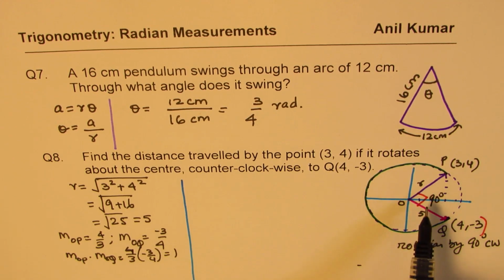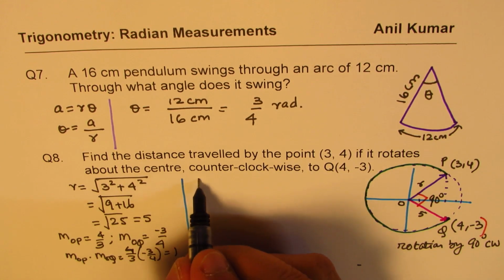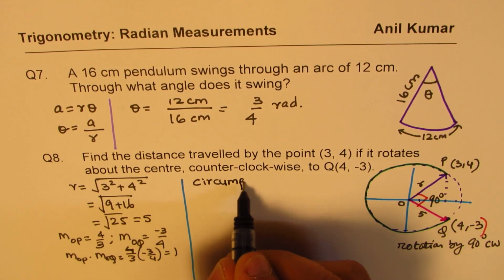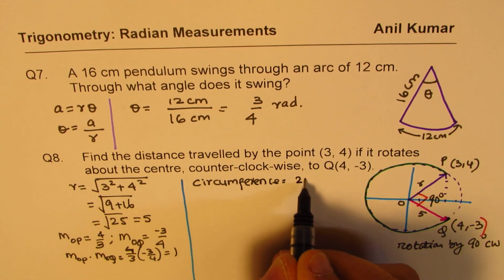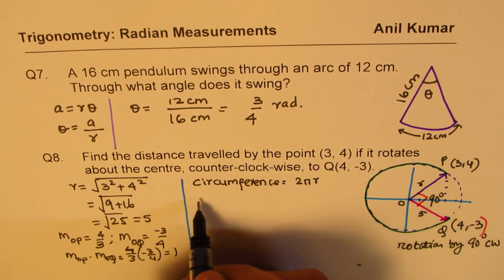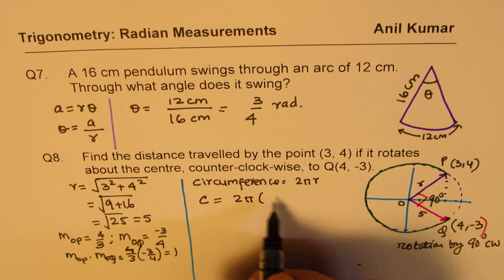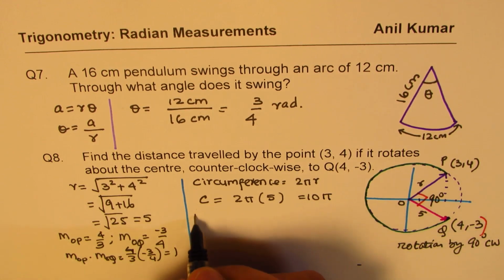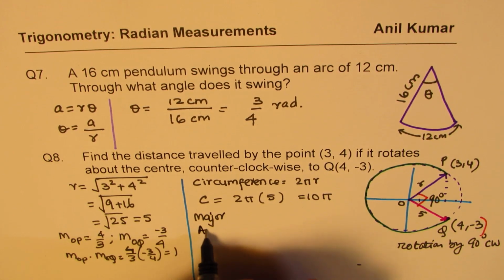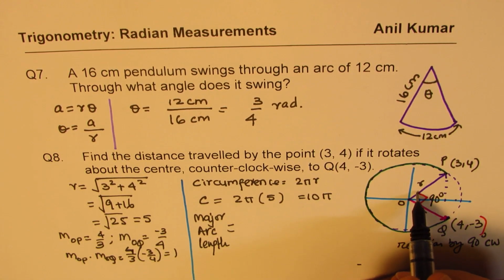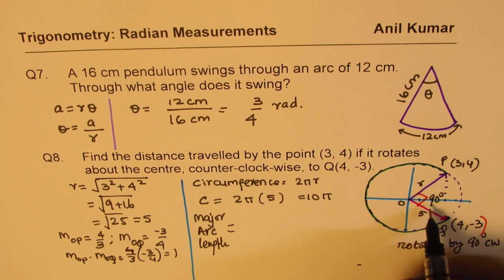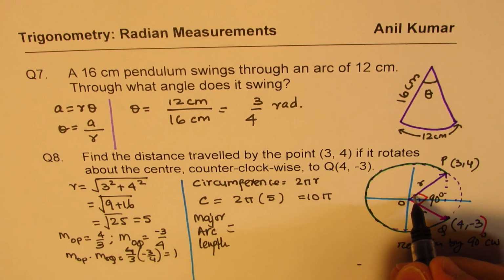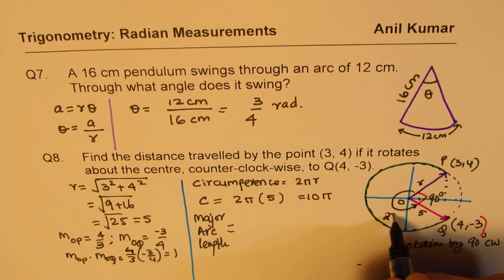So now we can actually find the arc length. So we know the circumference. Circumference is 2 pi r, right? So in our case, the circumference C is equal to 2 pi, radius is 5 for us, so it is 10 pi. So this length, which is a major arc, correct? If that is 90 degrees, then how much is this angle? Well, it has to be 360 minus 90, 270 degrees, right? So this angle is 270 degrees.